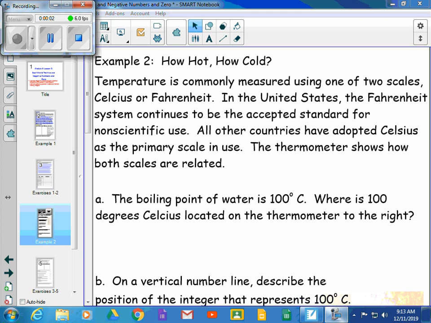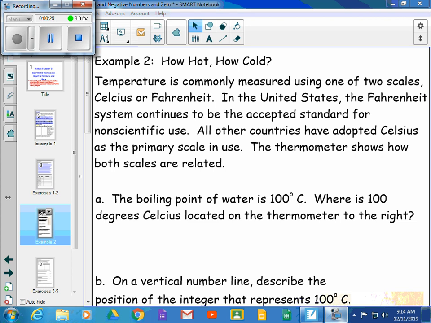Now let's look at example 2. Temperature is commonly measured using one of two scales, Celsius or Fahrenheit. In the United States, the Fahrenheit system continues to be the accepted standard for non-scientific use. All other countries have adopted Celsius as the primary scale in use.